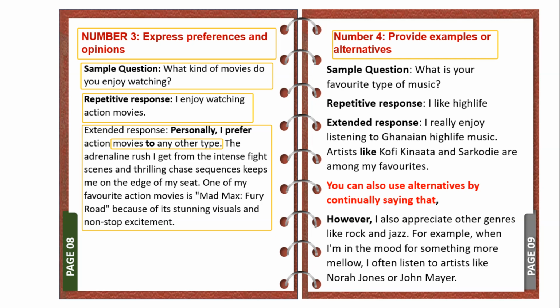So this is a sample question. What is your favorite type of music? So don't just say that I like high life. Right, so I like high life. What's your favorite type of movie? I like high life. Right, you answer it, but you have a lot that they'll be deducting from you, and you will not get the score that you need. All right, so you need to express yourself in it. You need to extend your answer. So extending your answer, you can also go about using examples or providing examples or alternatives.